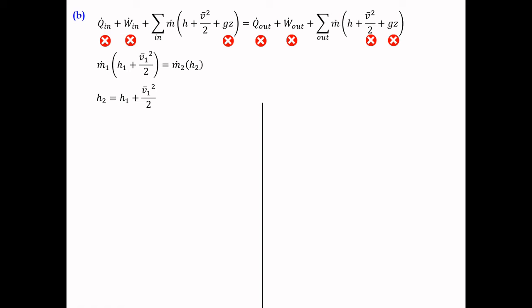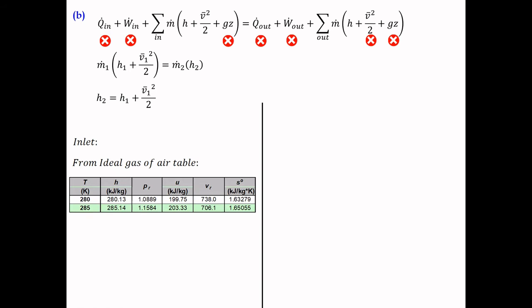Okay, from this equation we need to determine the value of H1, because the value of V1 bar is already given, which is 200 meter per second. So the term that we don't have is H1, the enthalpy. Because the substance is an ideal gas, we can use the ideal gas of air table at the inlet. From the ideal gas of air table, we have information in terms of enthalpy and temperature. We can get the value of H1 from the table, but we need to make an interpolation between the temperature and the enthalpy.